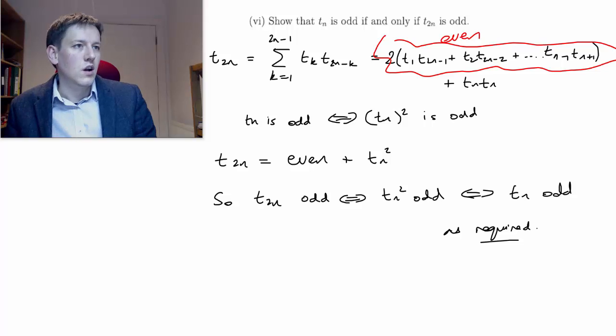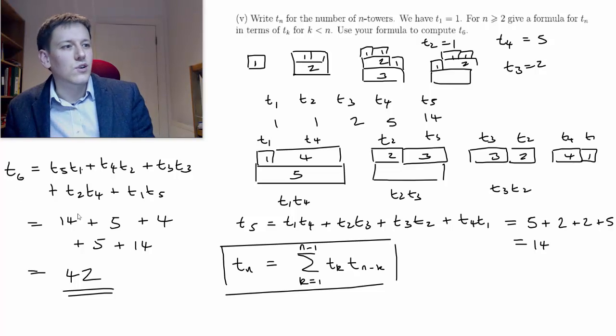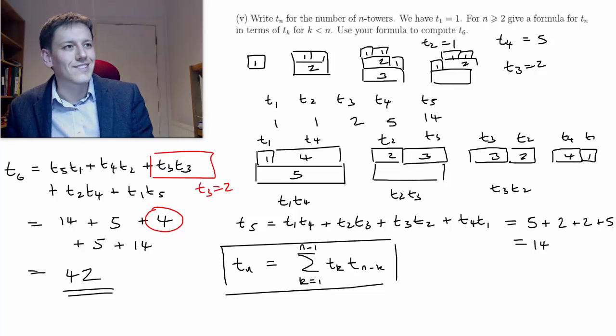Basically, if you look at something like T6, I've got 14 plus 5 plus 5 plus 14. You add those together, and that's going to be even because I've got two lots of each of those numbers. So whether the total is odd or even just depends on whether this number is odd or even, and this number is T3 squared. If I took the square root to get back to T3, that would also be even. So if that number was even, this would be even, and that makes the whole thing even. Whereas if this is odd, then this one is odd, and then the whole thing would be odd.